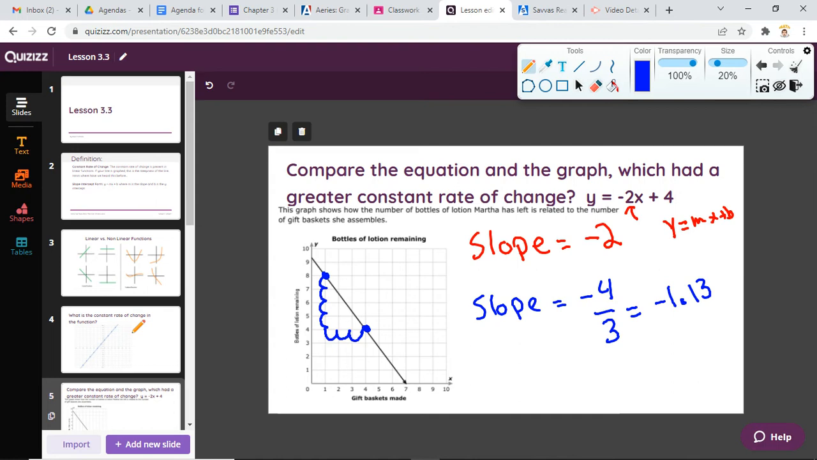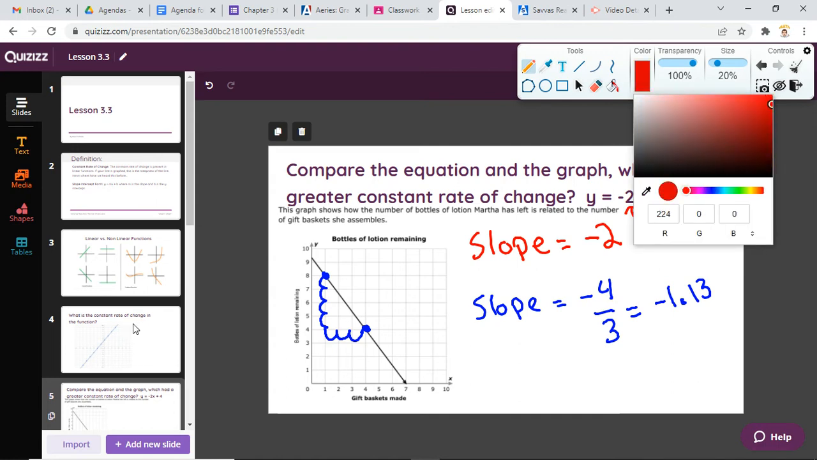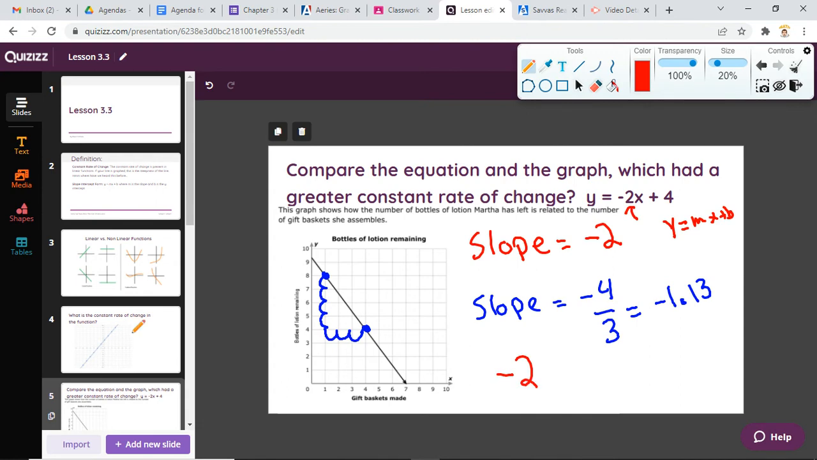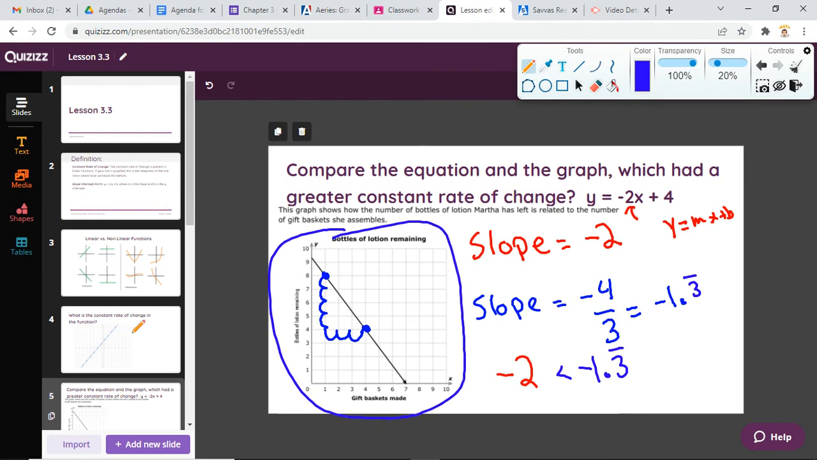So if it's asking us which of these had a greater constant rate of change, remember, since these are negative numbers, negative 2 is less than negative 1.3 continuing. Or that's not 1.13, excuse me. It's 1.3 continuing. Another way to say that is negative 1.3 continuing is greater than negative 2. That means the graph had a greater constant rate of change, or the slope is greater on the graph.